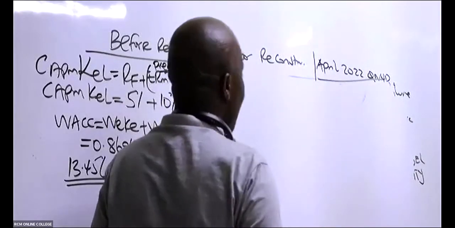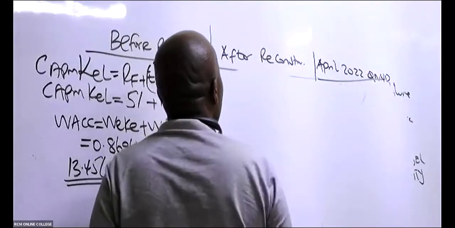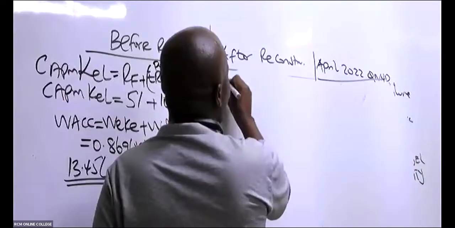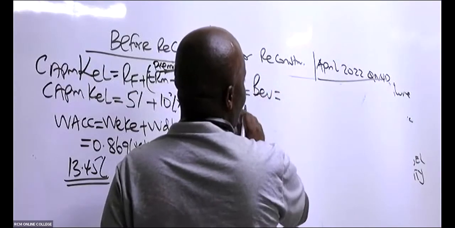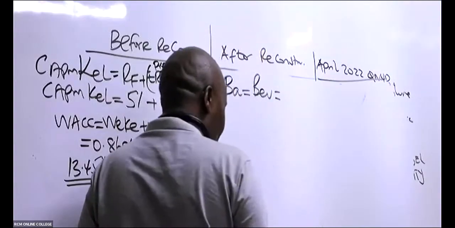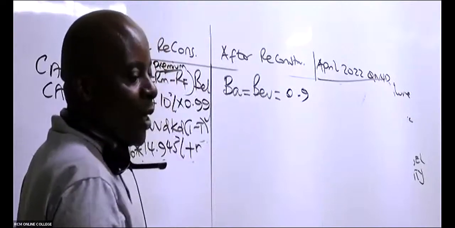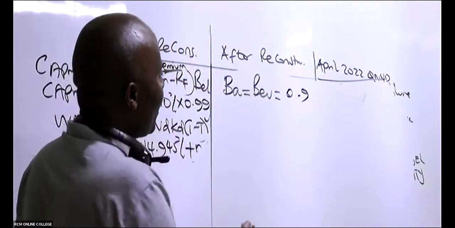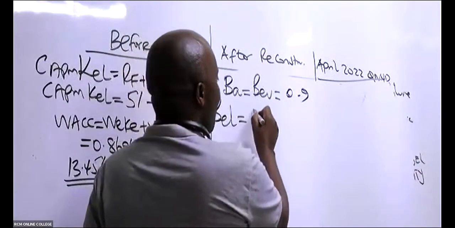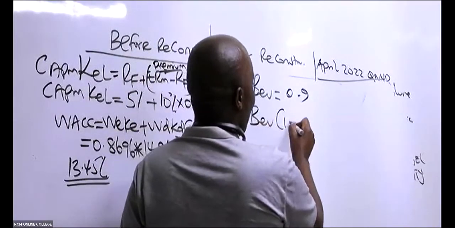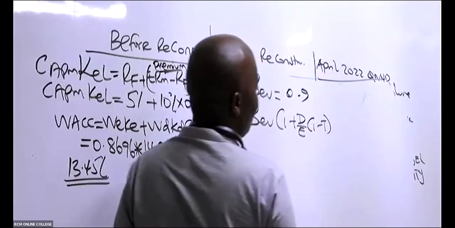So now we do, in this case here, the weighted average cost of capital. After reconstruction, this is very easy. These guys have given us the BA, which is the same as BEU. Beta assets is the same as beta equity unlevered, which stands at 0.9. So once I see beta equity unlevered, I know I have to use Hamada's model to get BEL. How do we get BEL? It is BEU into 1 plus D over E into 1 minus T.